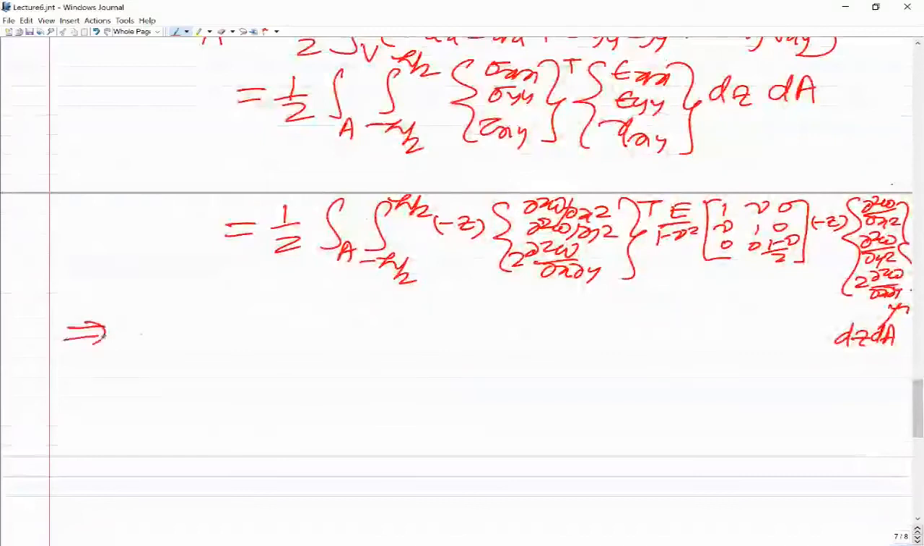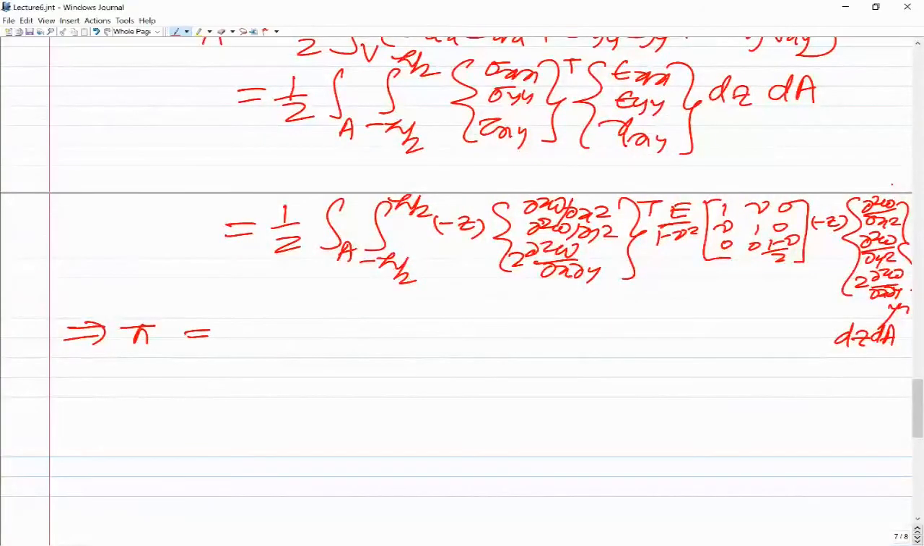So finally the strain energy pi will be, now you see w is only a function of x and y, so we have z into minus z, which is minus z square. We will have the integration of z square, which becomes z cube by 3, and when you put the limits minus h by 2 to plus h by 2, it becomes h cube by 12. So you will see that we get here E h cube by 12 into 1 minus nu square.